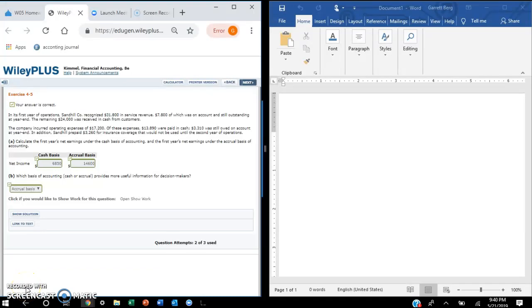Alright guys, I was here doing chapter 4, exercise 5, about cash basis accounting and accrual based accounting, and which one would be the most useful in this decision making. So basically I'll start off.